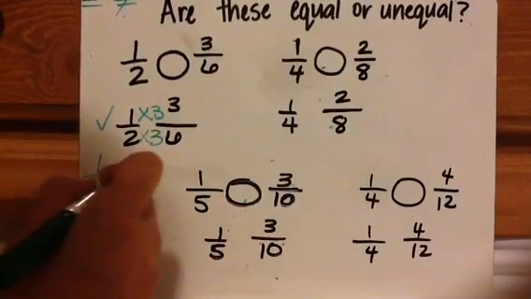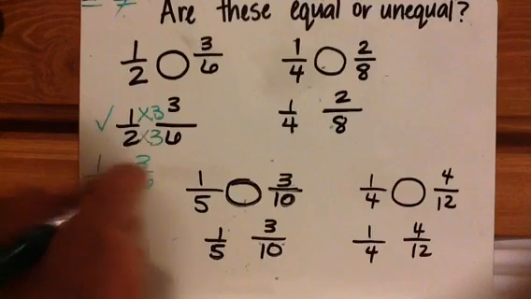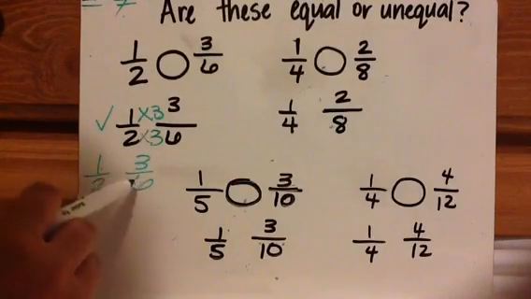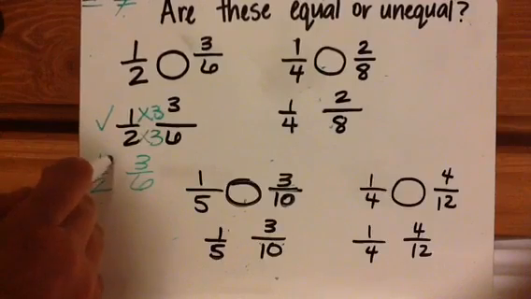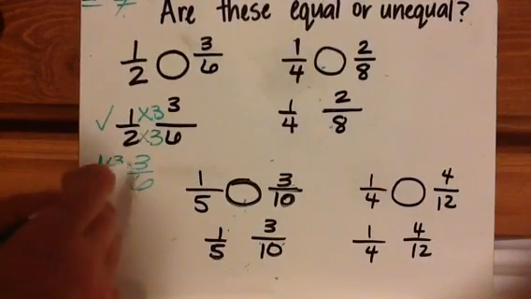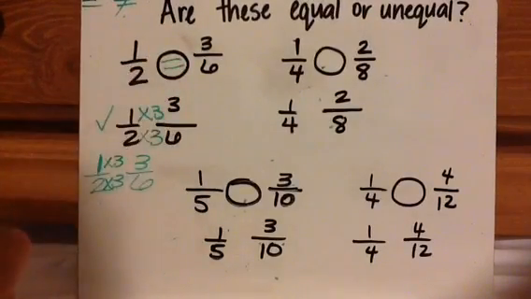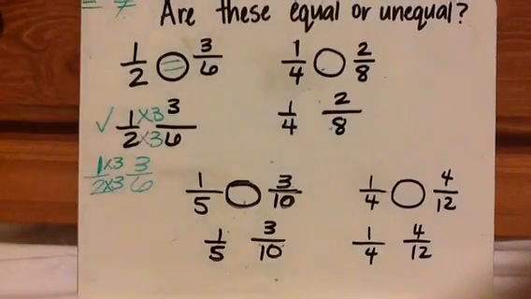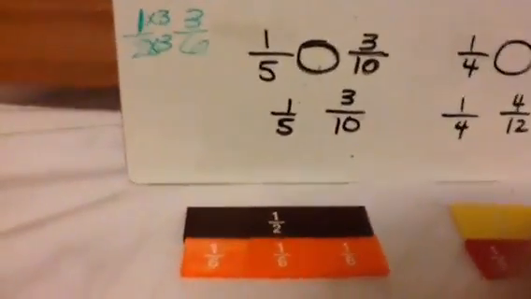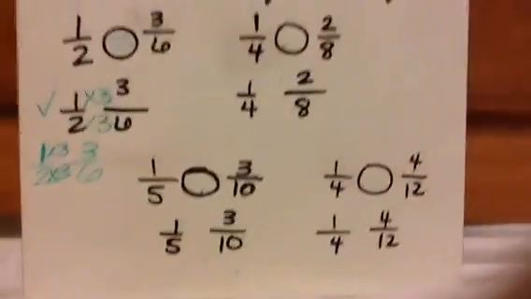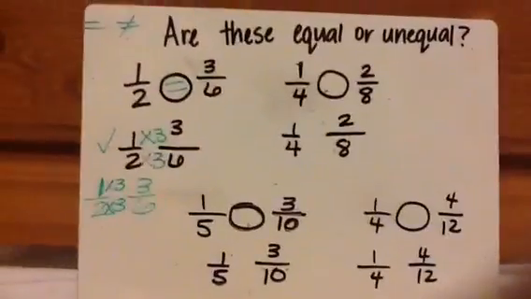Let me just show you another way how you can do this. You don't always have to start with the denominator and see what times this will equal that. You can start at the top and say, is 1 times 3 equals 3, so is 2 times 3 equals 6. Both ways it works. So they're equal. And here is a visual for you to see that 3/6 is equal to half. Let's look at the next one.